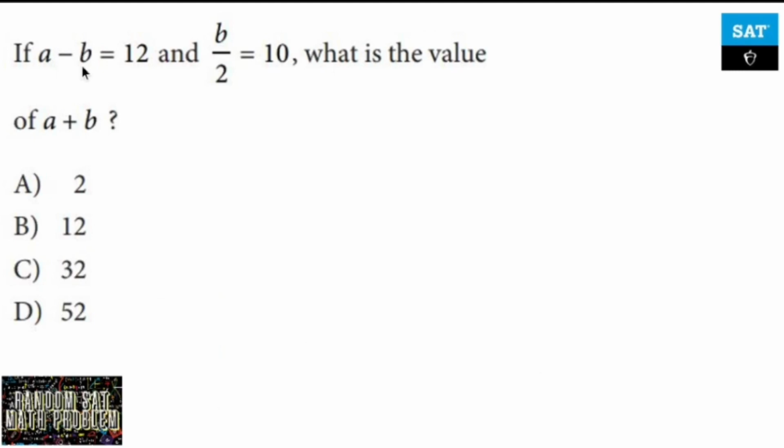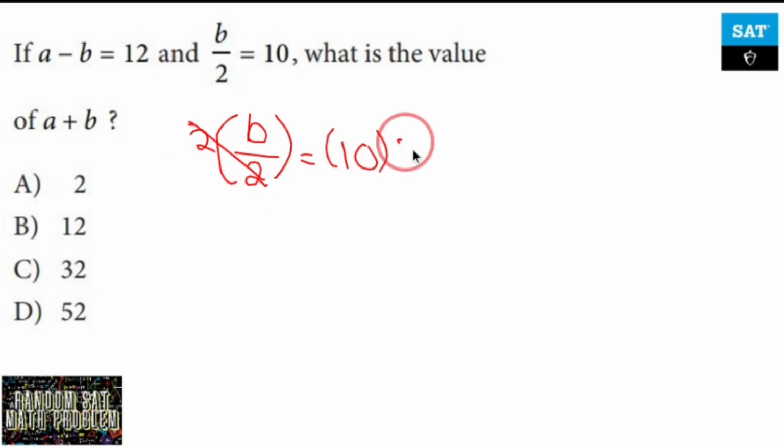If A minus B is 12 and B over 2 is 10, what is the value of A plus B? All right, so B over 2 is 10, which means in order to find B, all we have to do is multiply both of these by 2. That cancels out. That becomes 20. B is 20. I have my B.